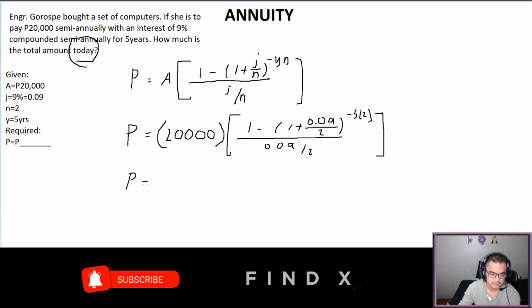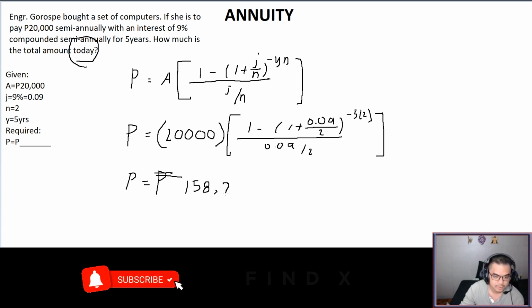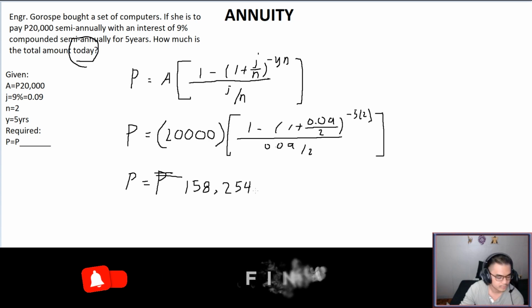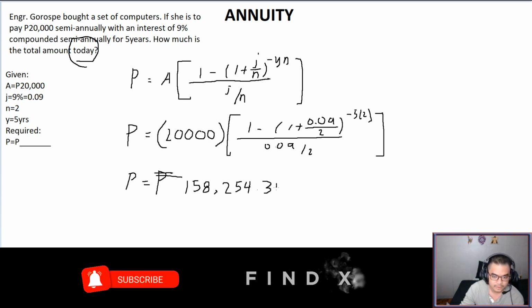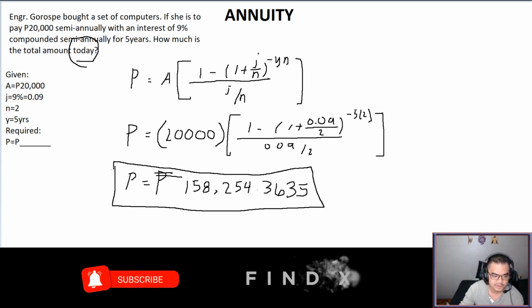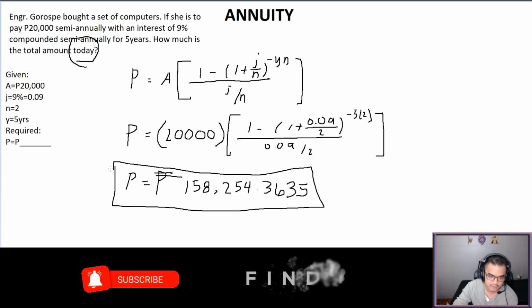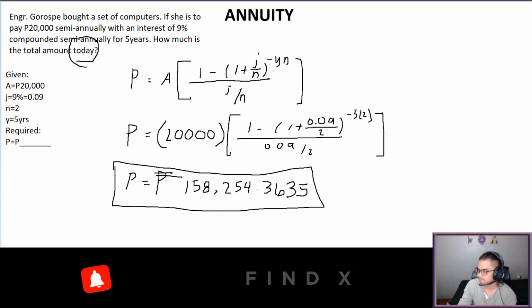I already did that earlier in advance. So the answer will be 158,254.363. Okay, so this will be your answer. All of the payments that are made for 5 years, if you reflect all of that today, the answer will be 158,254.363. With that, let's go to our next problem.